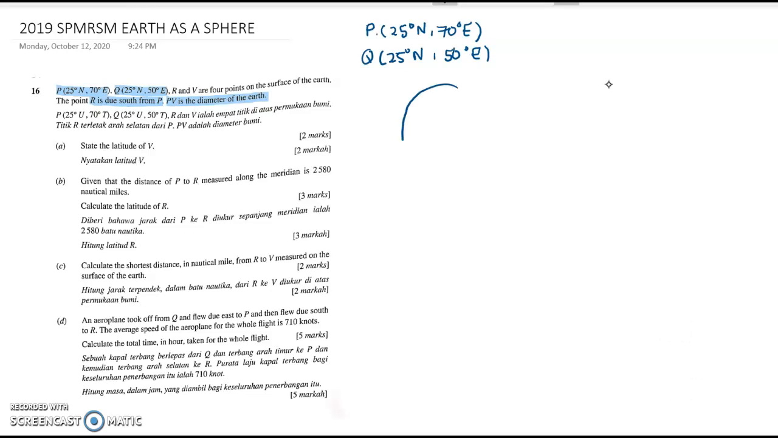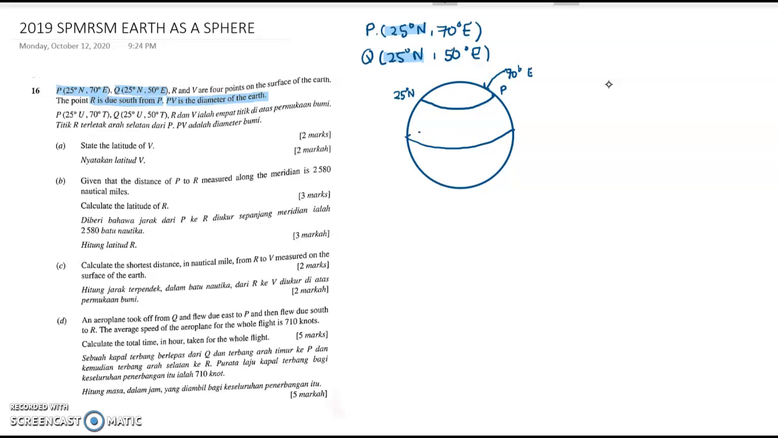So basically, our diagram would look like this, so we have the Earth. Now we have P and Q. Since they share the same parallel latitude, which is 25 and 25, P and Q are both situated on the same latitude, 25 degree north. So we need to put the location of P, which is further east, here. Our longitude here is 70 degrees. That is pretty important because PV is the diameter of the Earth. Then we know this is the center of the Earth, so it passes through the center. Then here is our V.